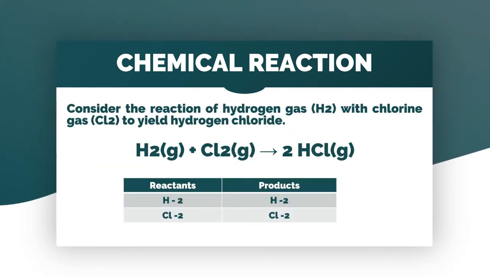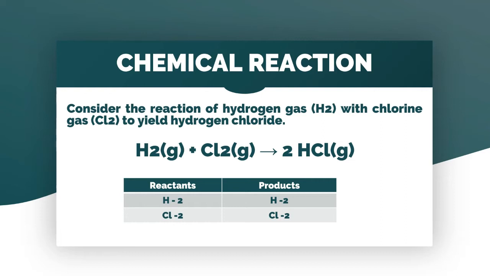For example, consider the reaction of hydrogen gas with chlorine gas to yield hydrogen chloride. Now, we can write this statement into a chemical equation. So we have here H2, which represents the hydrogen gas. We also have Cl2, which represents the chlorine gas. And we also have here an arrow. So what is this arrow? This arrow indicates the formation or yield. So it will yield hydrogen chloride.